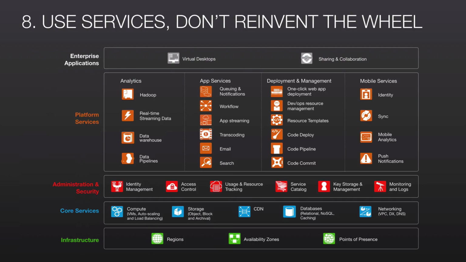And you'll see we have what we call core services at the bottom there: EC2 with our compute, auto scaling and load balancing, S3, EBS and Glacier in storage, CDN with CloudFront, databases with RDS, DynamoDB and ElastiCache, and networking with services like the VPC Virtual Private Cloud, Route 53 DNS service, Direct Connect, and others.